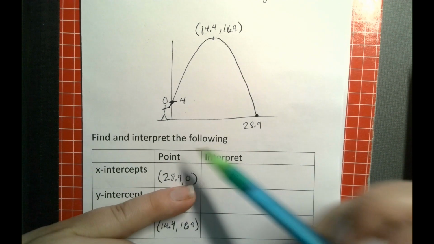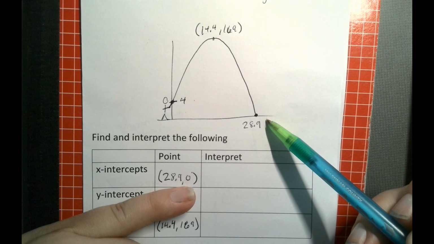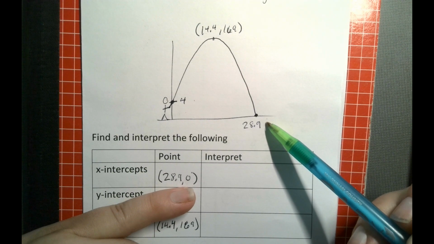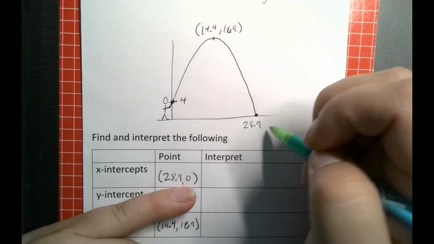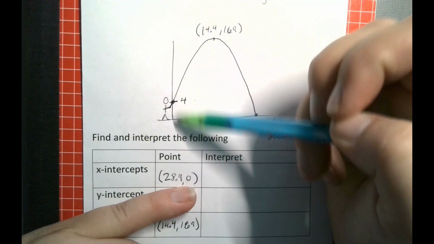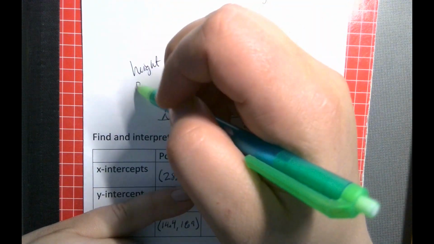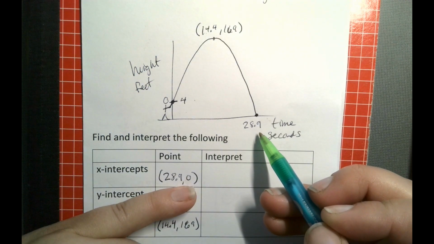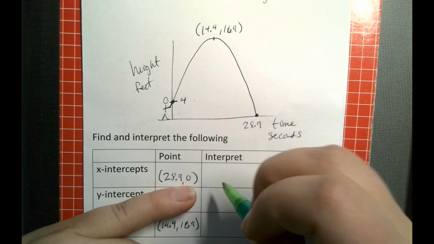For this x-intercept, what does that mean? That's where it landed. How many feet? How many seconds? What does this axis represent? Seconds. This is your time. What does this axis represent? Height. This is your height, and it's in feet. So what does that 28.9 mean? It's 28.9 seconds to hit the ground. So it hits the ground.